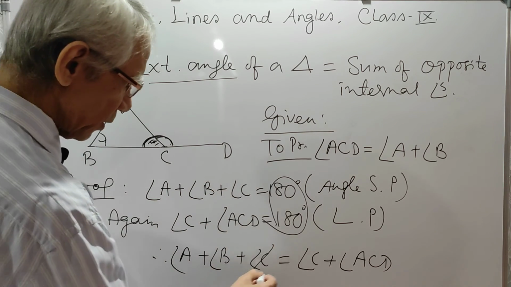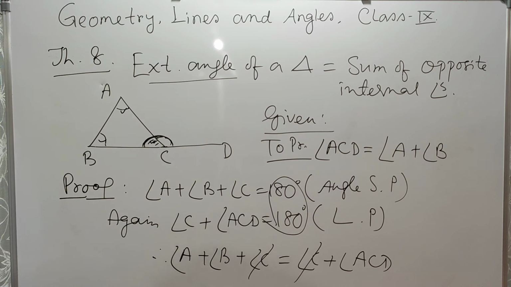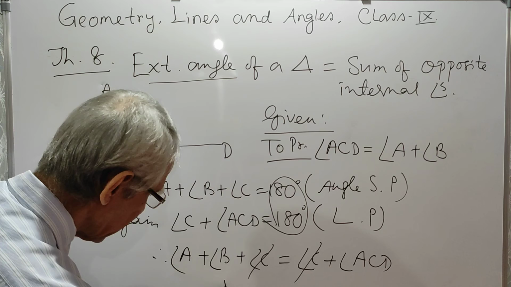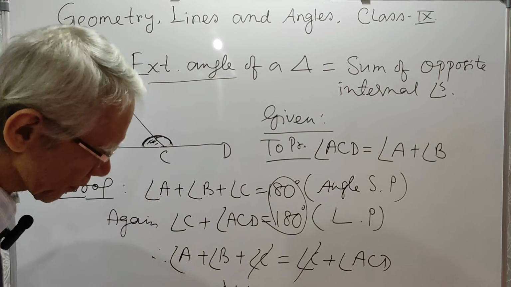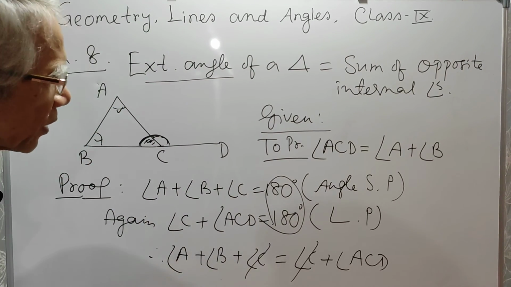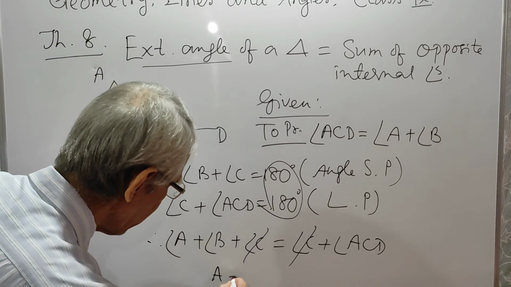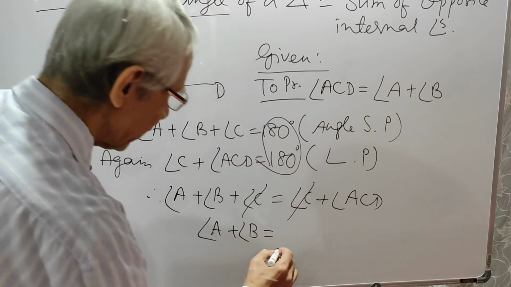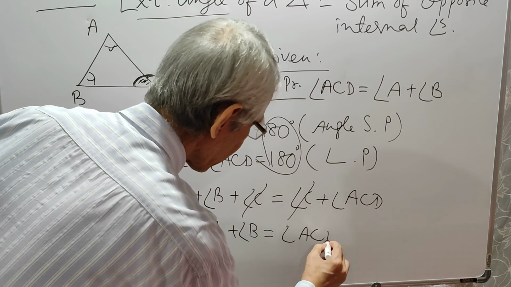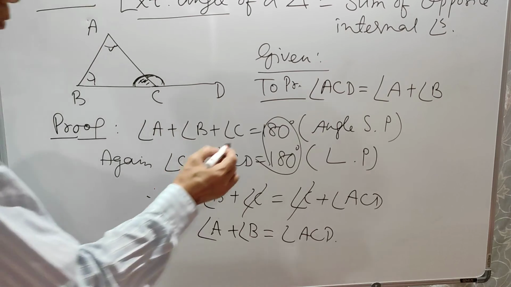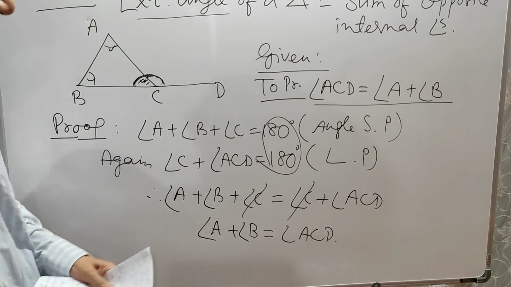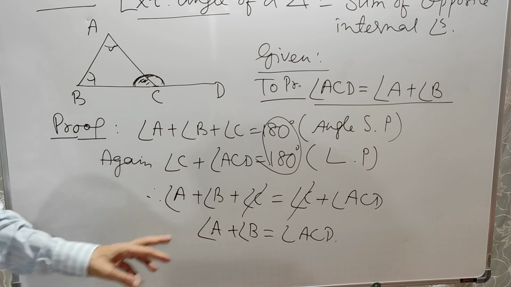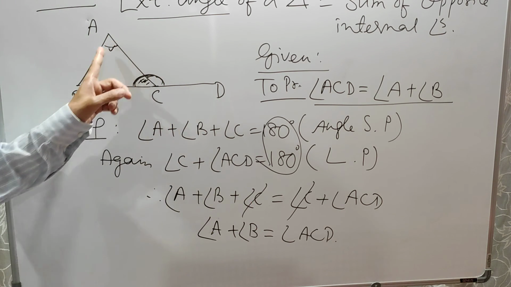Now, equation rule, cancel C from both sides. Therefore what are we left with? A plus B equals ACD. Angle A plus angle B equals angle ACD. And that is what we had to prove. You see, to prove ACD equals A plus B. So ACD equals A plus B. Proved. I hope you followed. So this angle is equal to this.